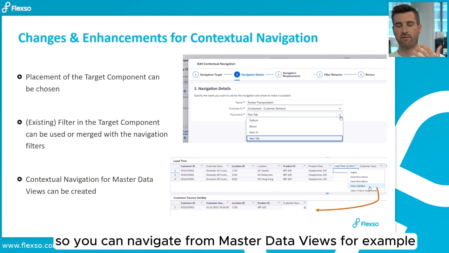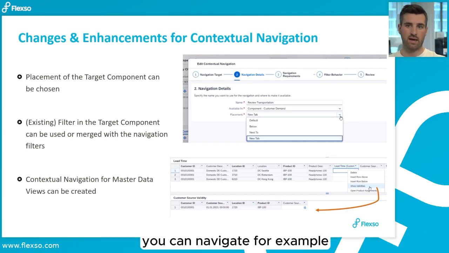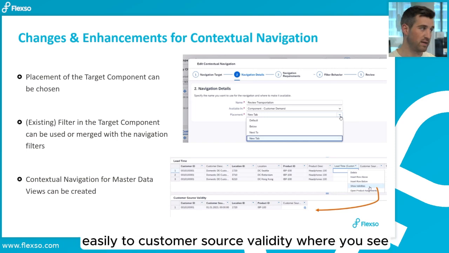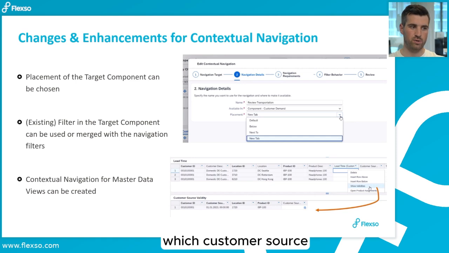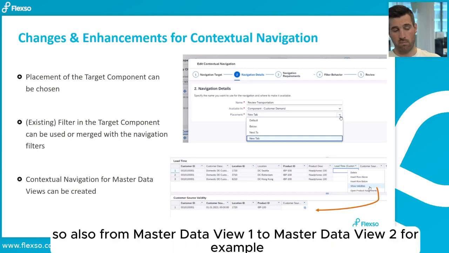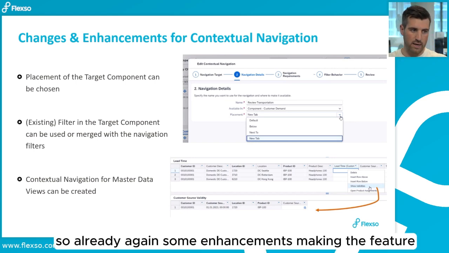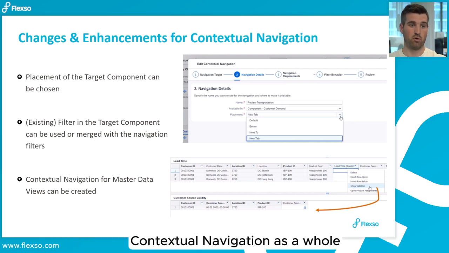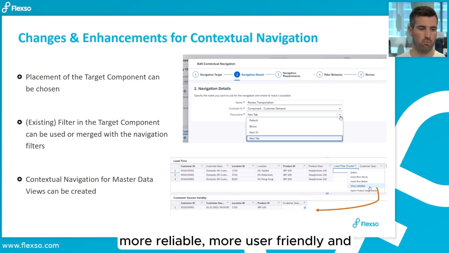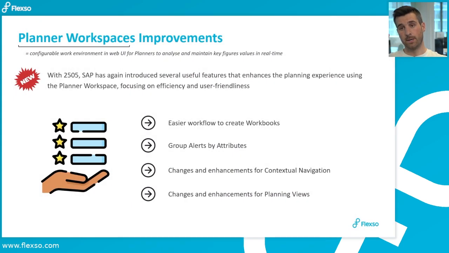So you can navigate from master data views, for example, customer source, which shows you the lead time. You can navigate easily to customer source validity, where you see which customer source is valid between specific dates. So also from master data view 1 to master data view 2, you can now have contextual navigation. Again, an enhancement making contextual navigation as a whole more reliable, more user-friendly, and leading again to time savings.